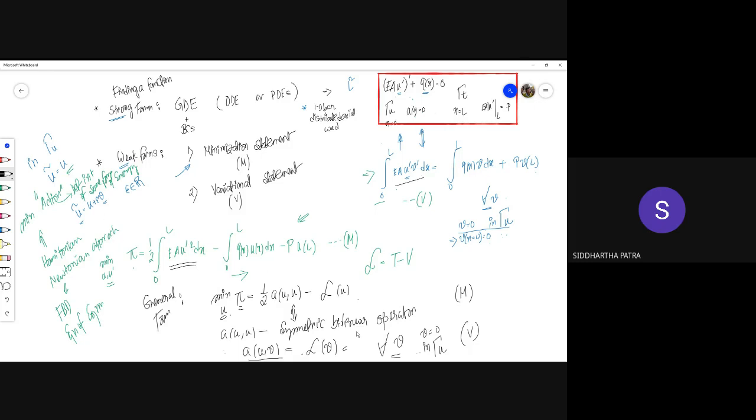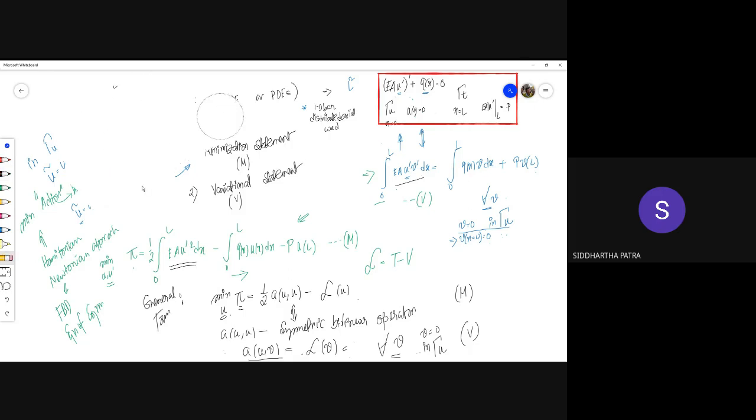We have already established if you have the variational form, you can use the Euler-Lagrange equation to get to the strong form. And we have also shown that if you have the strong form, you can get the variational form the way we did in the last class. Okay, so you need to go back to that derivation, how we got the variational form from the strong form.